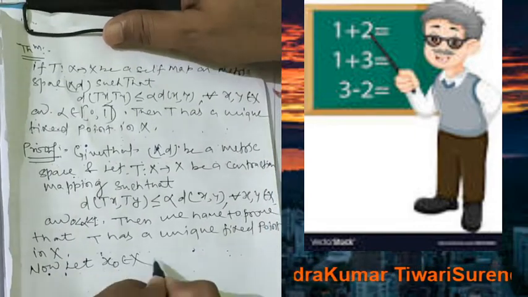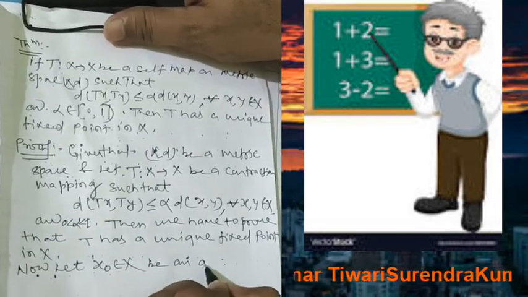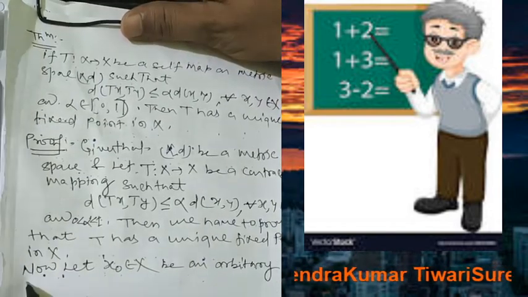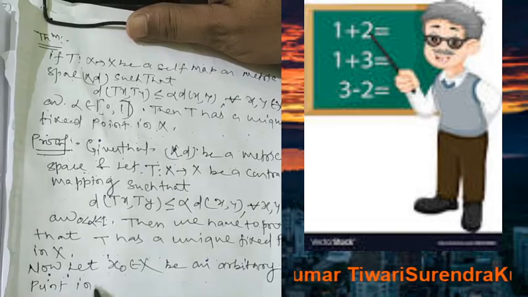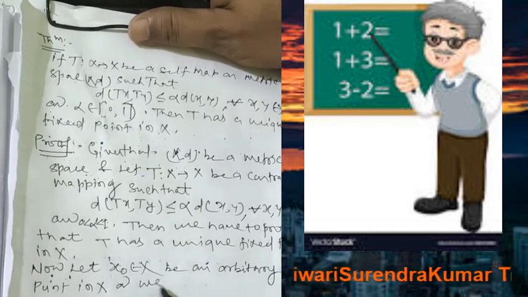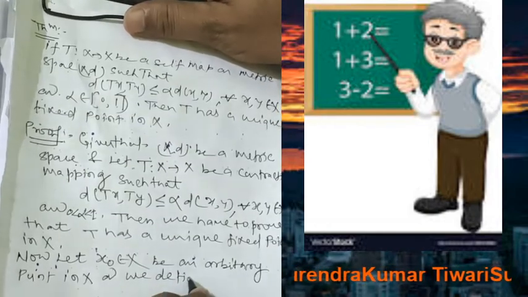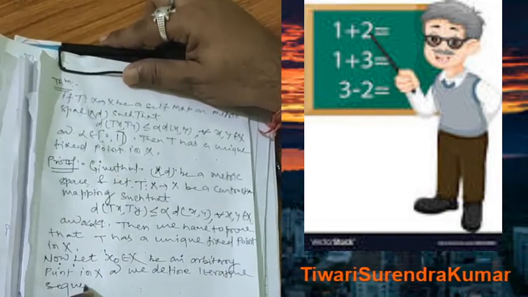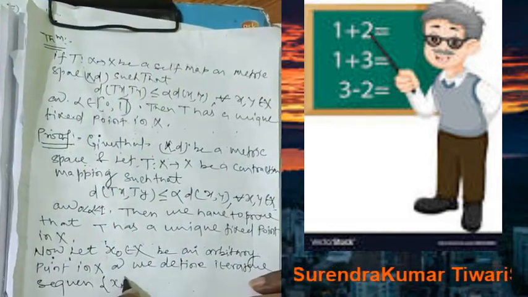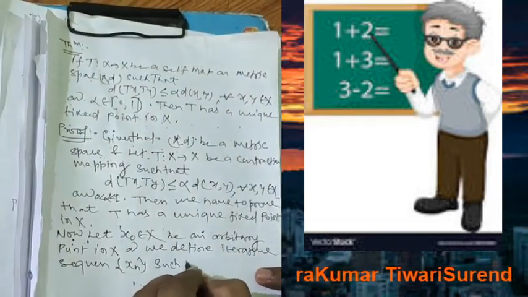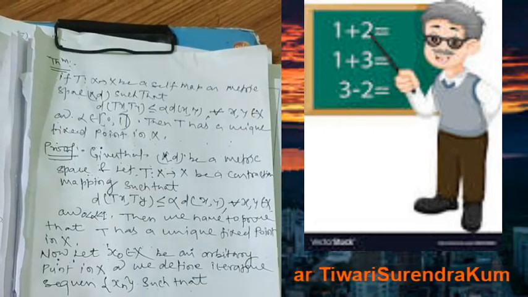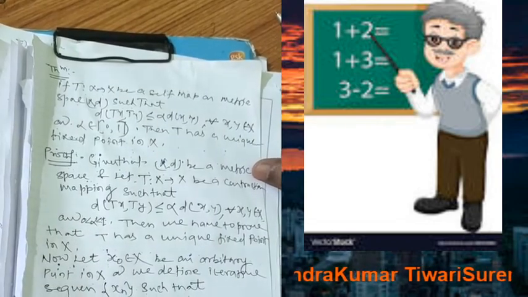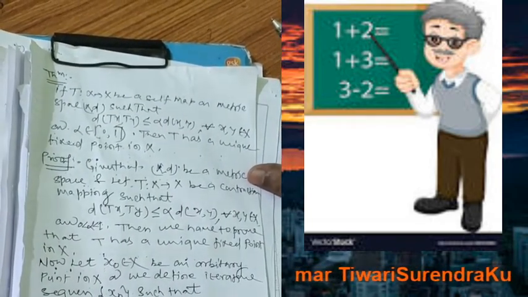Let x0 belonging to X be an arbitrary point in X and we define an iterative sequence xn such that x(n+1) is equal to T xn is equal to T to the power n plus 1 of x0.